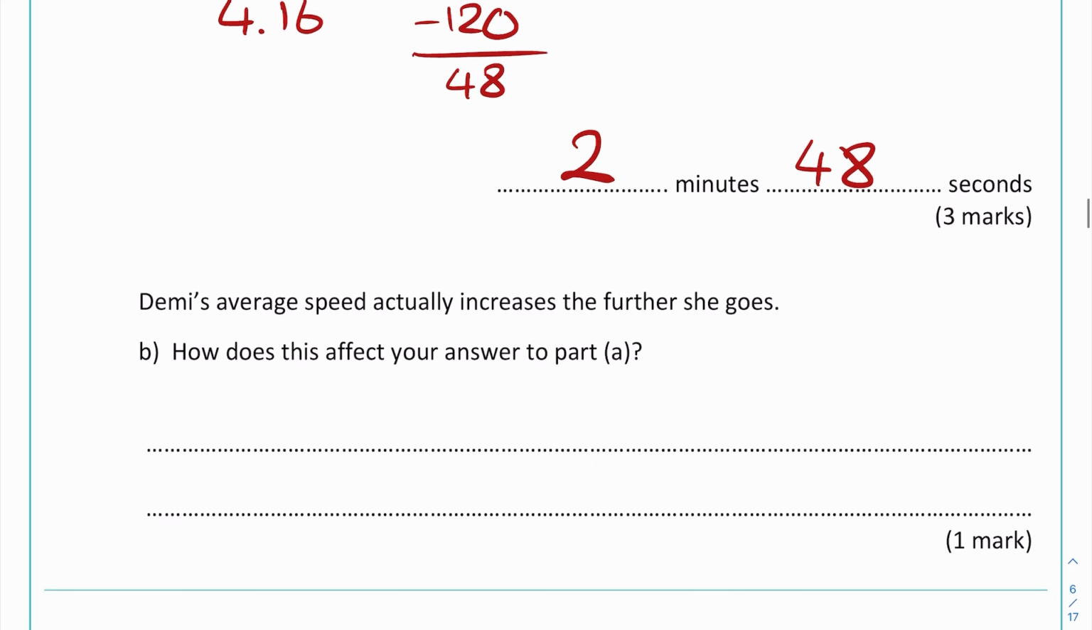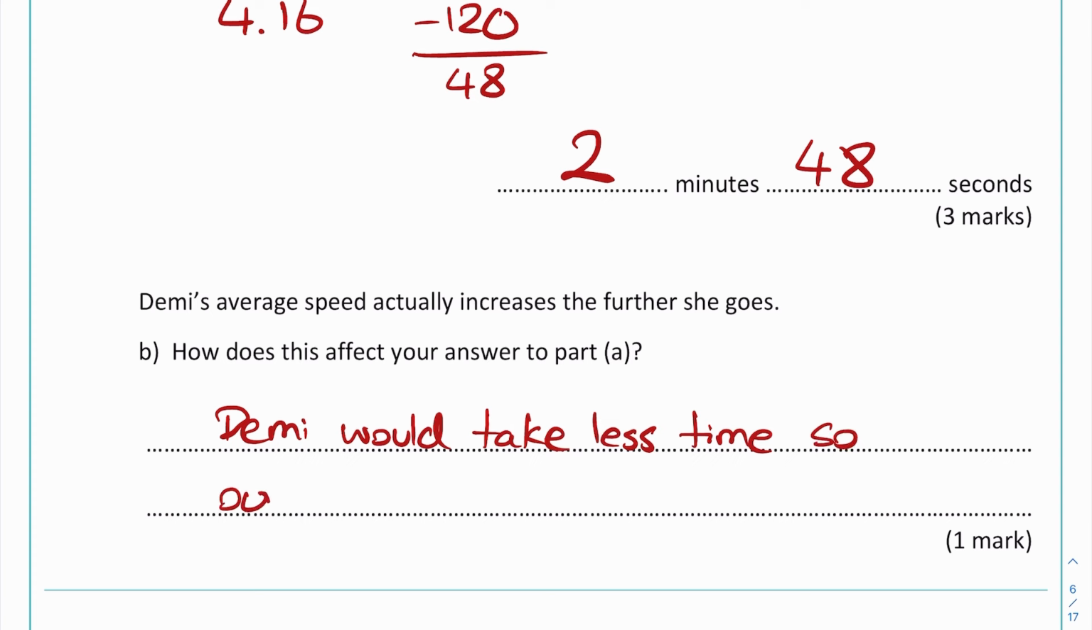So how would we write that? We could say Demi would take less time. There we go. So our answer would be less, or would be smaller, or would be a faster time. There you go, you could write any of those, but of course we are referring to our answer to part A as it's asked us to do. How does it affect your answer to part A?